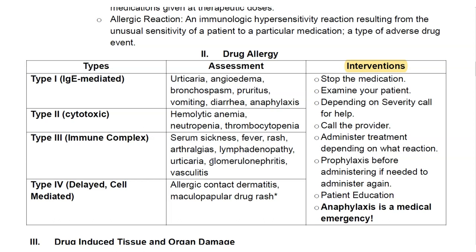Now, again, remember that if the patient starts having anaphylactic reactions, this usually involves swelling of the face, throat, neck, right? It can impair the airway of a patient. This is considered a medical emergency. So call for help. If I were you, I would even just call the code blue button just to make sure you get all the help that you need. Because again, anaphylaxis is a medical emergency.